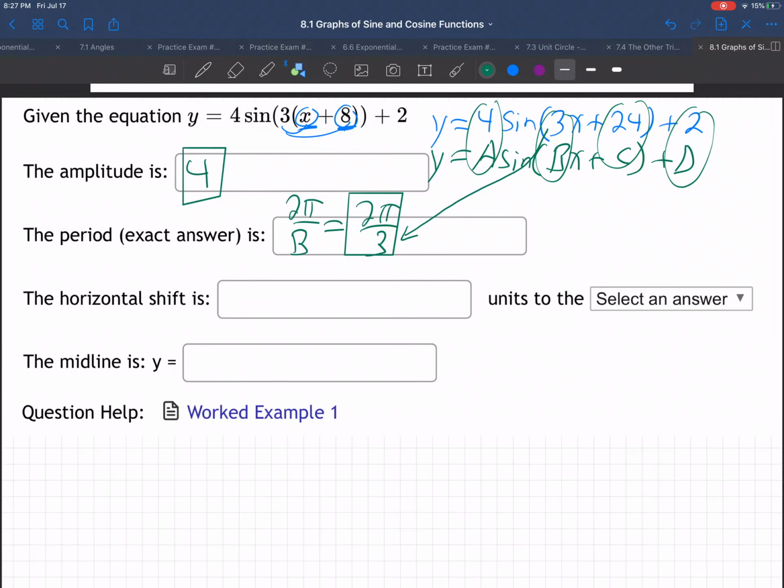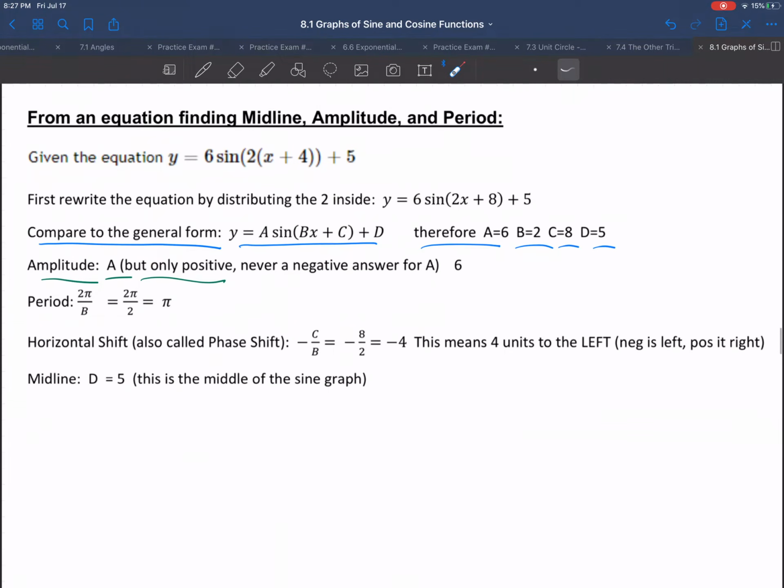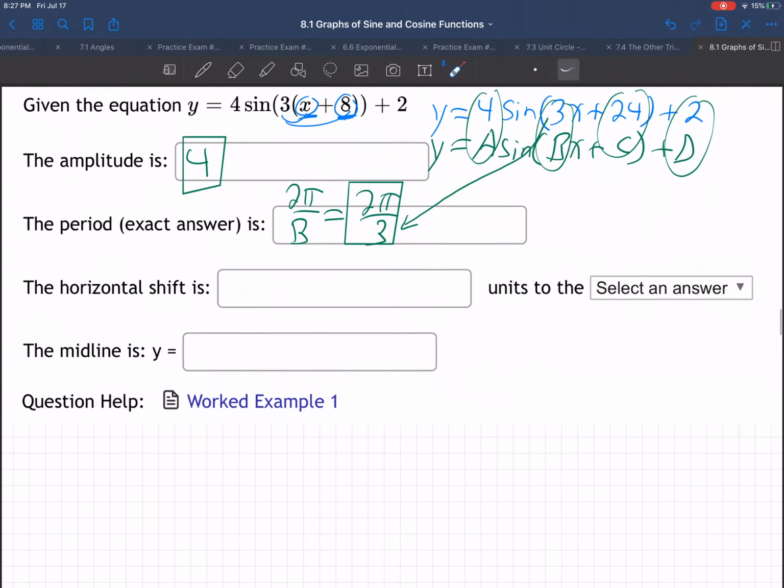And the amplitude was 4. Okay, next one, the horizontal shift. Let's see if we can do that. How to find that horizontal shift, also called the phase shift, is negative c over b. So there's the formula for that. Negative c over b. So negative, and what's c? That's the 24, over b, and b is the 3. So that ends up being negative 8.